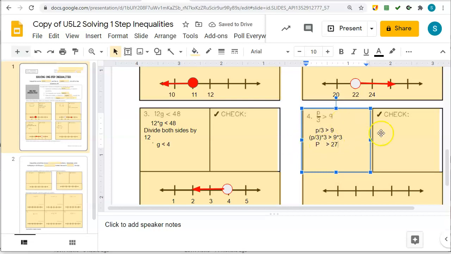Let's try a number, so let's go ahead and do 28. Or maybe say p equals 30. Alright, now we've got 30 divided by 3 is greater than 9. Yes, that's true, because 30 divided by 3 is 10. So 10 is greater than 9. So that works out. Here, again, we want a hollow one.